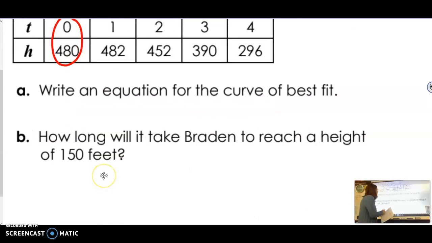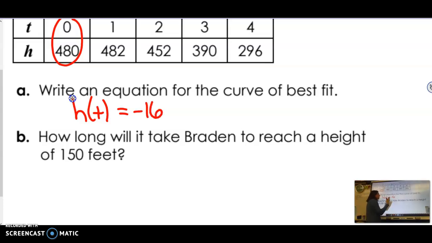So the equation is the height at a given time. So instead of f of x, I'm using h of t. It's -16. And again, instead of using x, I'm going to use t, because the x value is the time. So plus 18t plus 480. Right? So there's my curve.